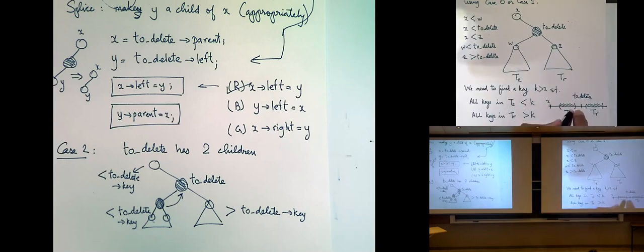What you want to do is find another key that can take its position. It makes sense that you use either that one or that one, and you still have that property. Either use the maximum of TL or the minimum of TR.